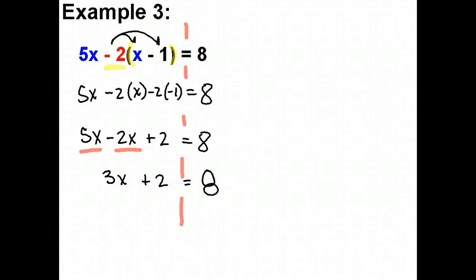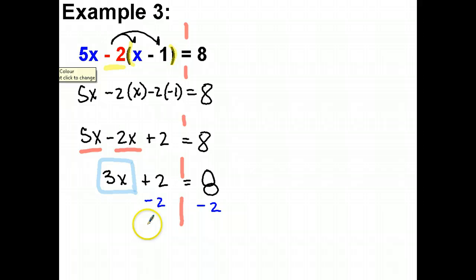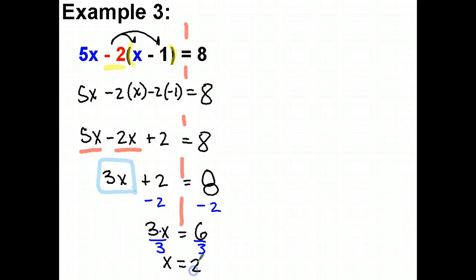And then from there, I can remind myself it's really important we get this variable term alone. So I have to get rid of the constant. So I'm going to say take away 2 on both sides, and what I'm left with is 3x equals 6. And then from there, most of us can notice we need to get rid of the 3, and remember the 3 is multiplying times the x, so we divide by 3 on both sides, and I'm left with x equals 2.